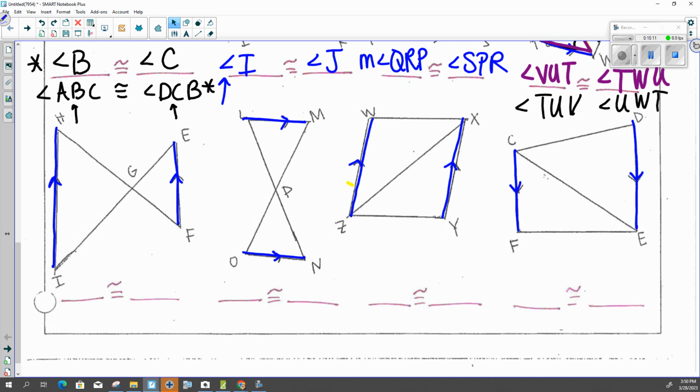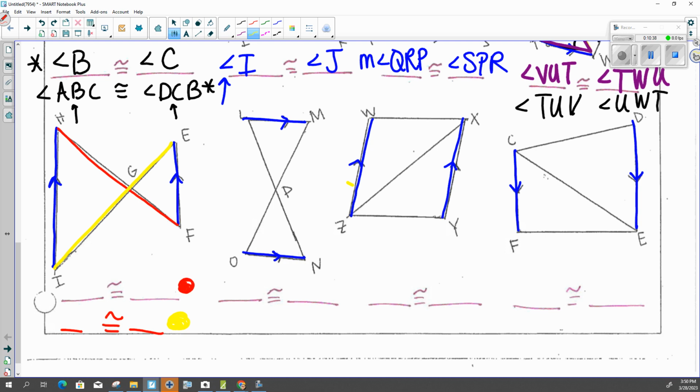Okay, now decide which parallel line is important. Oh, I said that wrong. Which transversal? So on these bow tie ones, we are going to have two sets of answers. I'm first going to focus on this transversal. And for my second set of alternate interior angles, I will focus on this transversal. So this one will be my yellow one, and this one will be my red one.